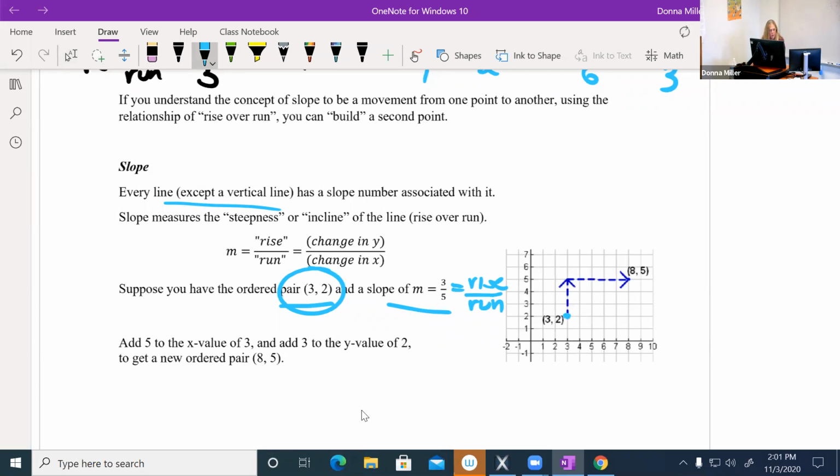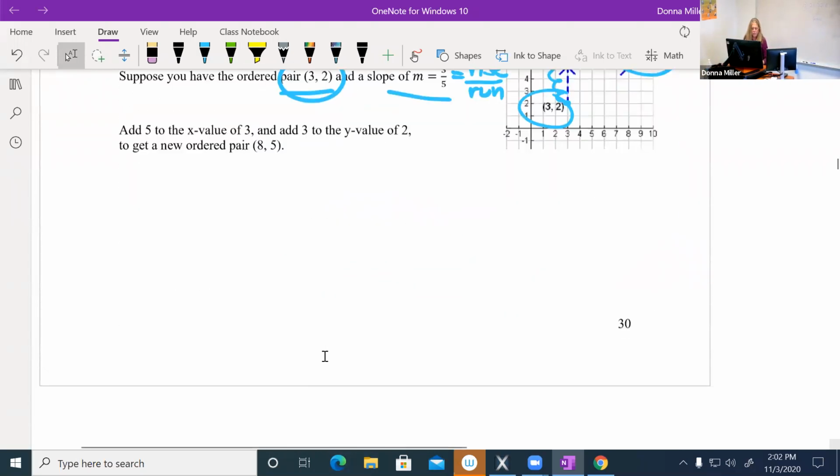That's where she plotted it. I'm going to go up 3 and over 5. That's my rise over run. So I go up 3 and over 5, and I can read this next point. If I look at the graph, it's 8, 5, right? So what I have now are 2 points of that line. And why would I want to do that?